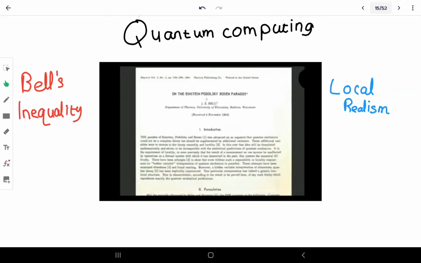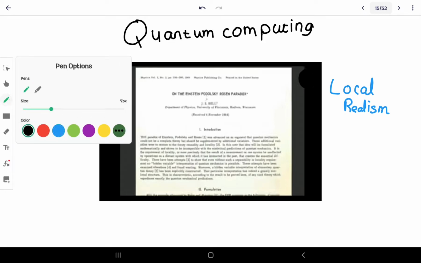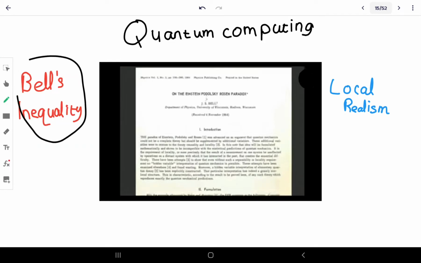In this video, I'm going to be talking about quantum computing and Bell's inequality. This is the most important part we are going to cover in this video. So let's get started. Let's start off with Bell's inequality. But before that, there's another thing called local realism.